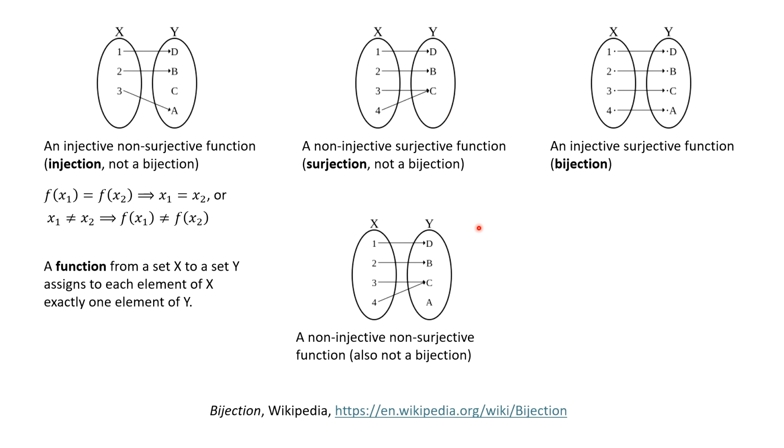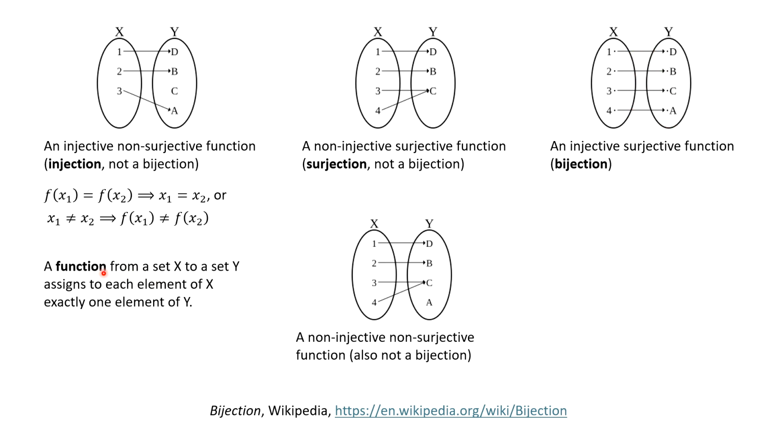And then in the third example, we have both properties. You notice for every element of x, there's a map to an element of y, and then every element of y has something from x mapped to it. So it's kind of what you would think in the finite case. You have a one-to-one and onto mapping here.